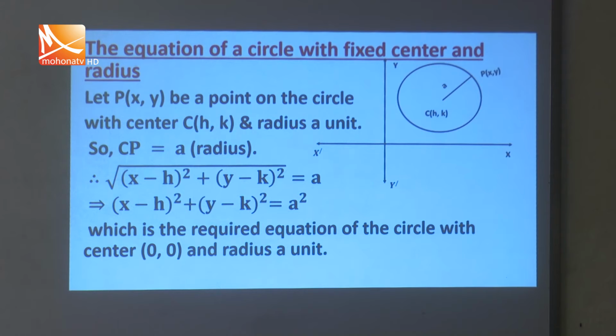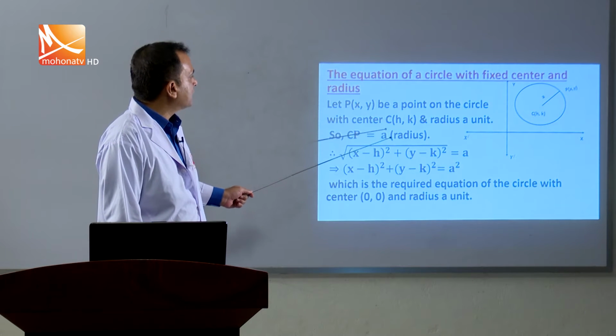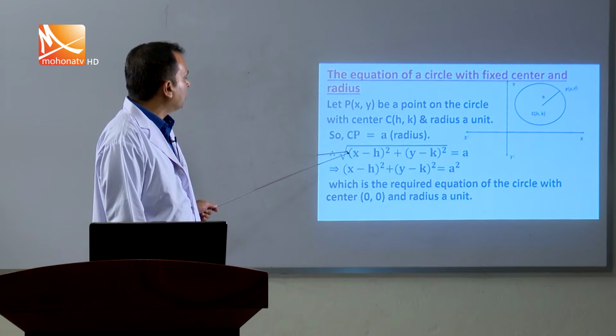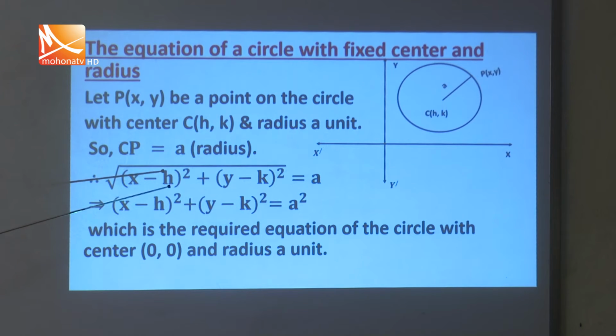Now, we would like to see the equation of a circle with fixed center and radius. As before, let P(x, y) be a point on the circle with center C(h, k) and radius a unit. Then CP equals a. By the distance formula, as before, we can find CP: square root of (x minus h) whole square plus (y minus k) whole square equals a. By squaring both sides, (x minus h) whole square plus (y minus k) whole square equals a square, which is the required equation of the circle with center (h, k) and radius a unit.